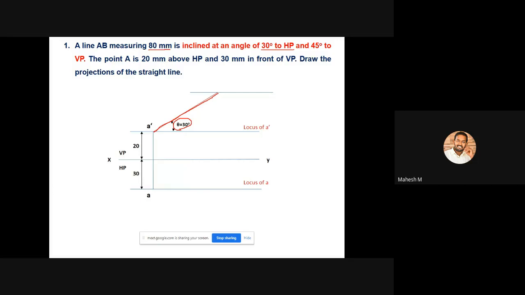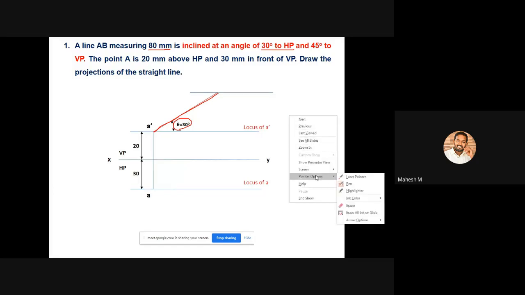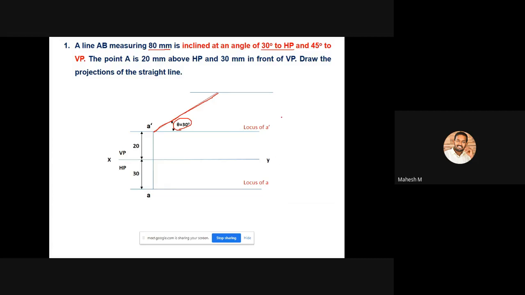Okay, so the name of this angle is theta. You should not give any other name; it is compulsorily theta. Even if you feel like naming it something else, in all problems it should be theta. Okay, clear? So next, the length of the line should be 80 mm.